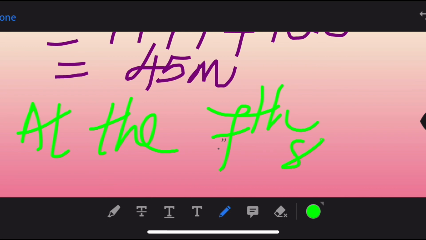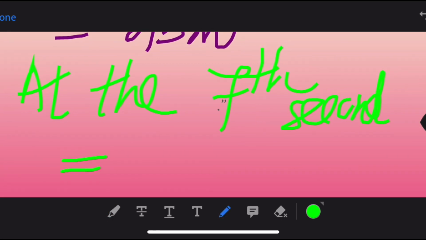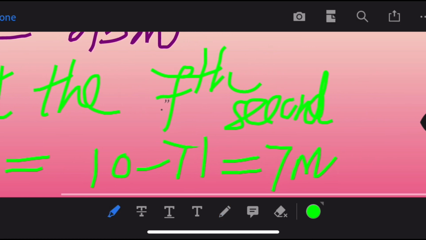So at the 7th second, the particle travels, you can write it like this, 0 minus 7, or 7 meter. So this is the answer for you to find the answer in the 7th second.